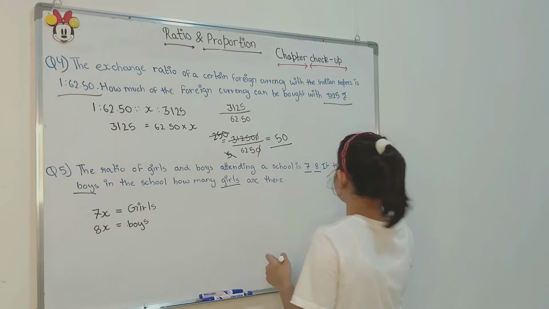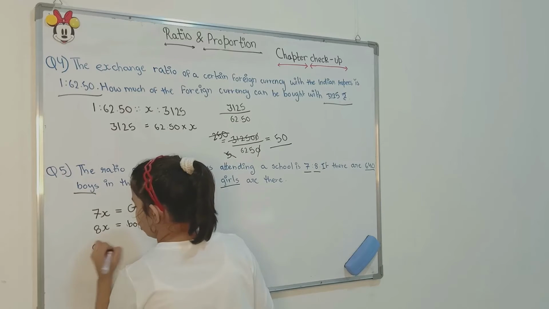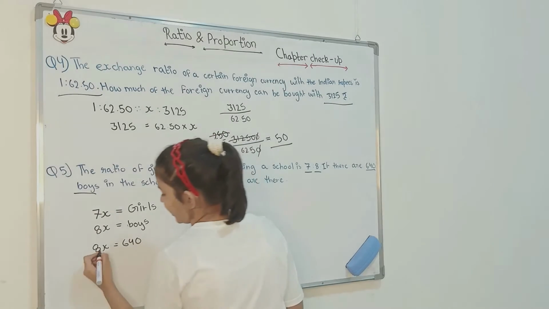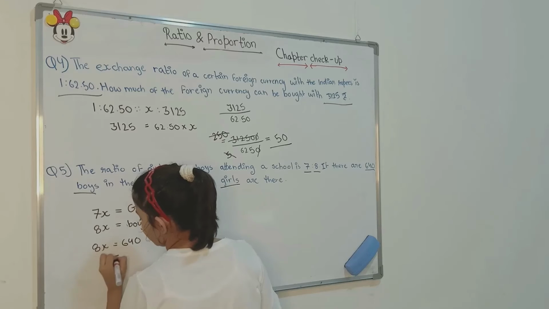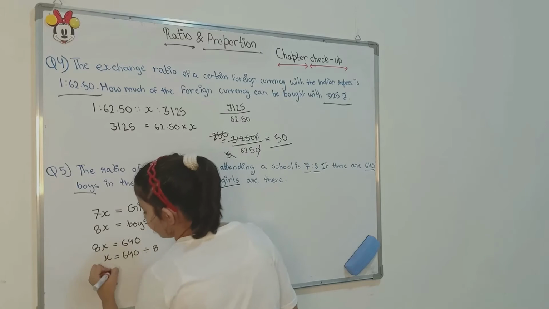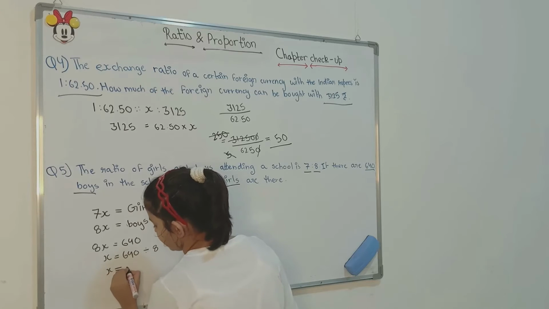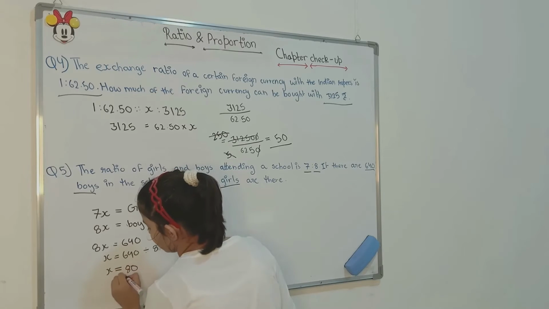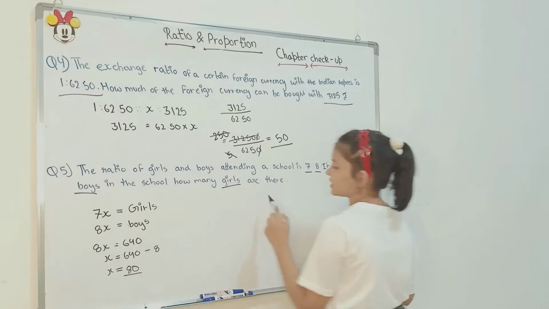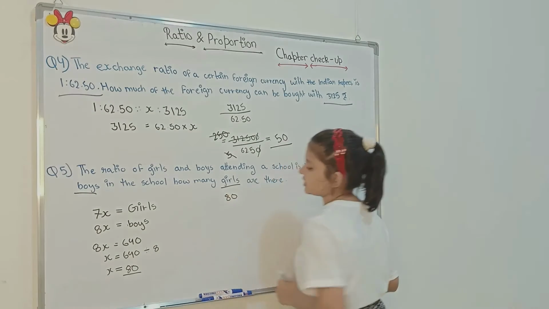Now they have given there are 640 boys. So we write 8x is equal to 640. Now we will divide 640 by 8. So x is equal to 640 divided by 8. Then we divide it, x would be... 8 8s are 64 and then 8 0s is 0. So you get 80 as the answer. So there are 640 boys attending the school, and there are 80 girls who are attending the school.